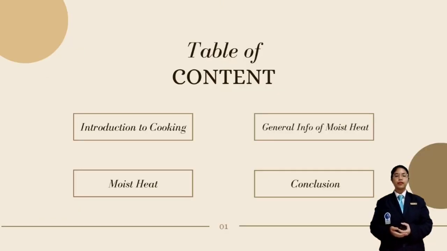So I will tell you about the table of contents first. The first one is introduction to cooking. The second one is general info of moist heat. The third one is moist heat, and the fourth one is the conclusion.